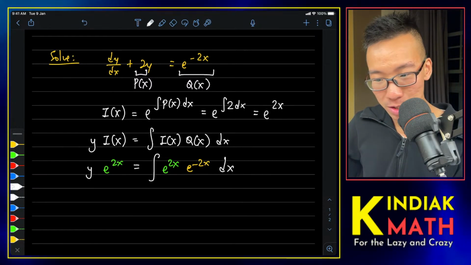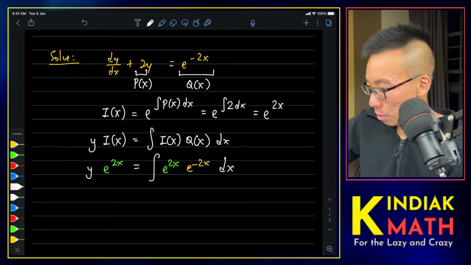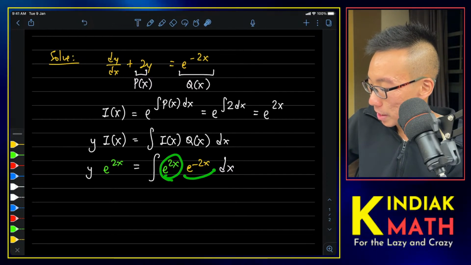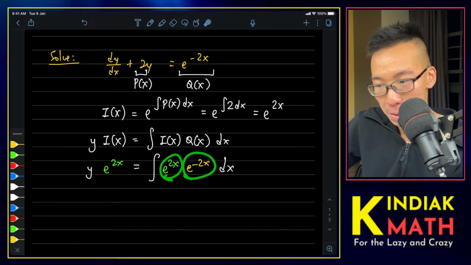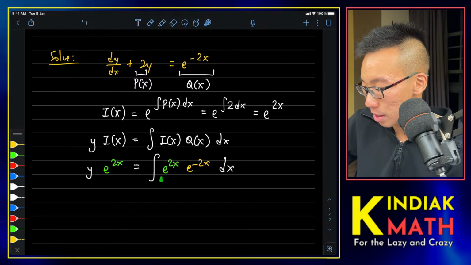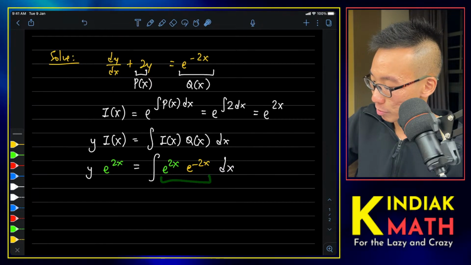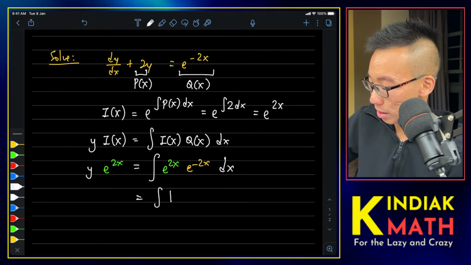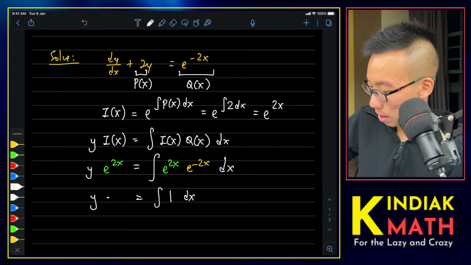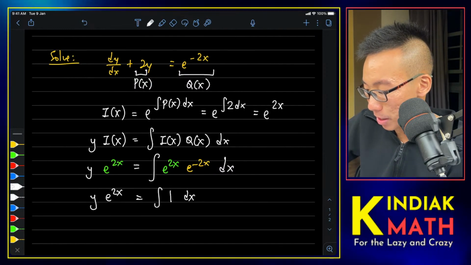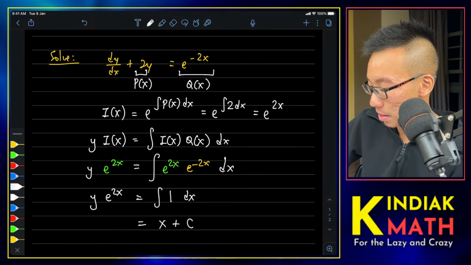Now, you take the exponential e to the 2x multiplied by e to the minus 2x. The powers would cancel out, and you're left with e to the 0, which is just 1. So this simplifies to just 1. And what's the integral of x? Well, that's simply x plus c.